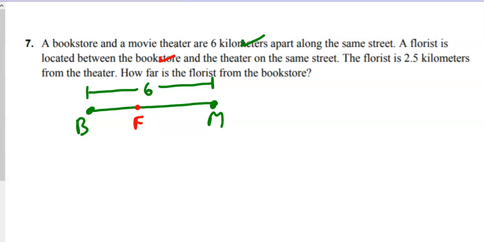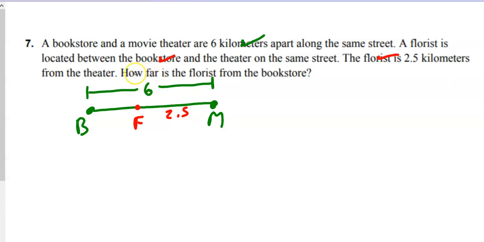The florist is 2.5 kilometers from the movie theater. So I actually drew it a little off scale. 2.5 from the florist to the movie theater. Okay, 2.5 goes here. I drew it so it looks like this is a larger segment, but I didn't realize that. That's okay. Sometimes you can't make assumptions from your diagram. So never assume that your diagram is, for example, a 90-degree angle, or that one segment is smaller than another one. I know that seems a little odd, but you can't make assumptions from diagrams.